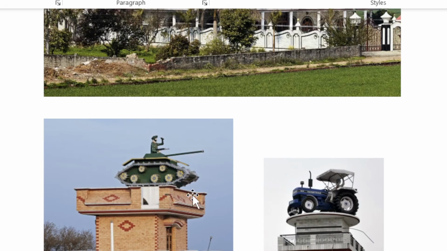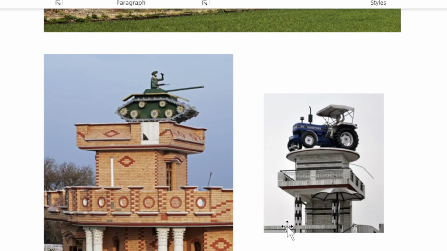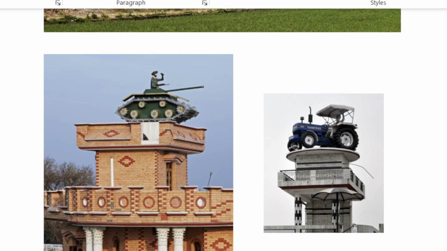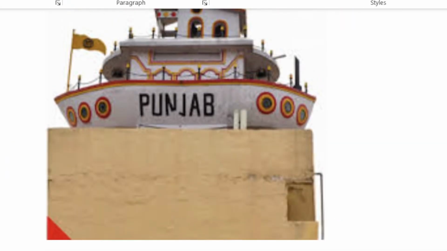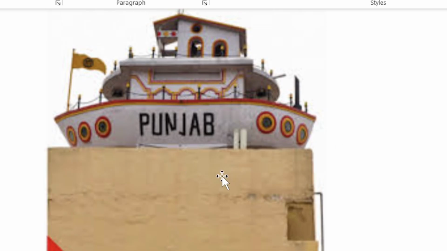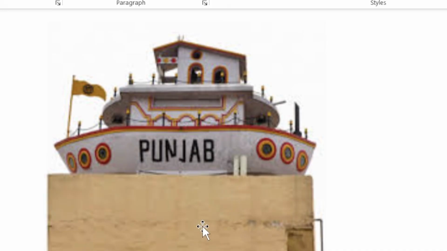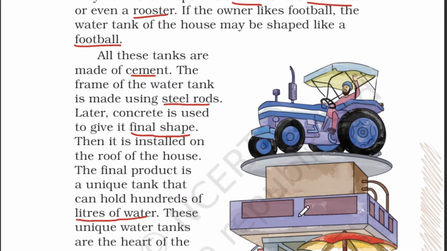Look at this picture, very beautiful, right? The next one we have is a picture of a tractor. So maybe the person likes farming, or he is a farmer. The next one is very unique, right? They have made a ship. So maybe the person works in the marine field, or likes a job on a ship. How beautifully they have constructed the water tank. These are a few examples.